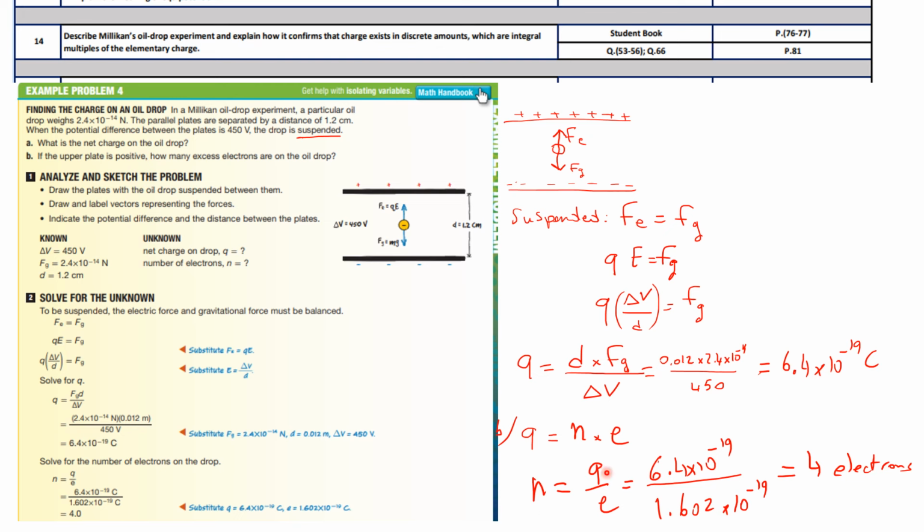N will be equal to Q over E. Q equals 6.4 times 10 to the power of minus 19, already calculated in part A, divided by the elementary charge. The answer is 4 electrons. So this drop of oil contains 4 electrons.